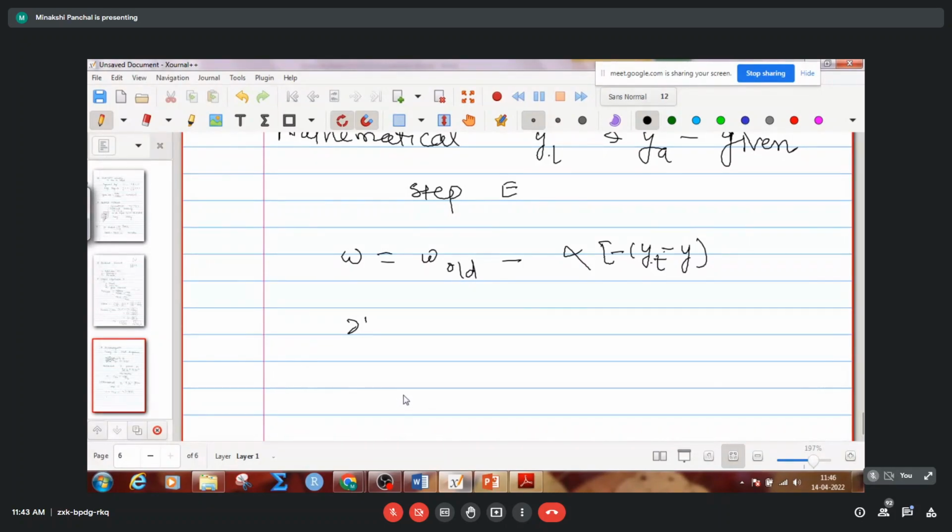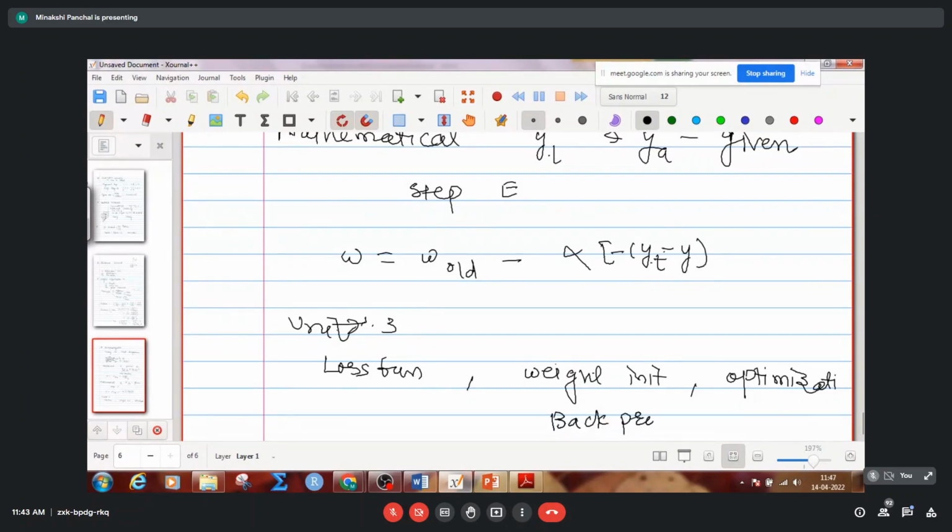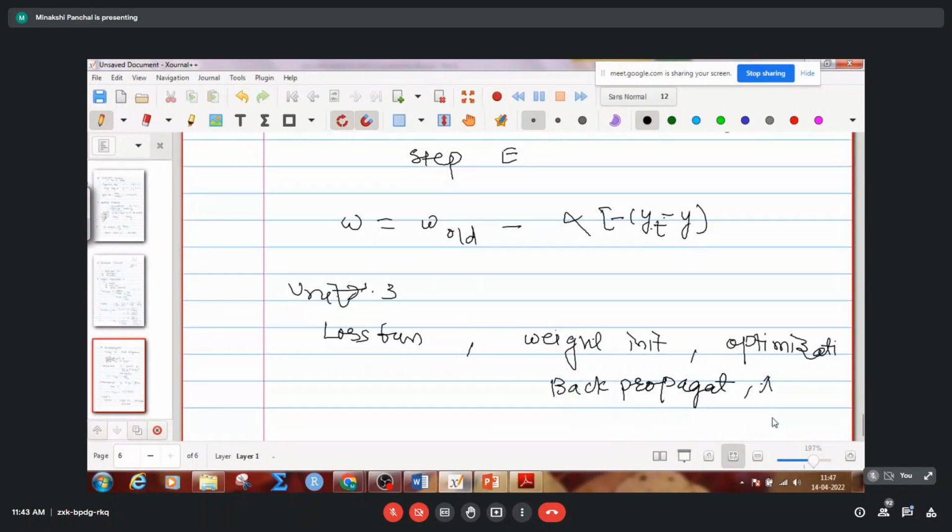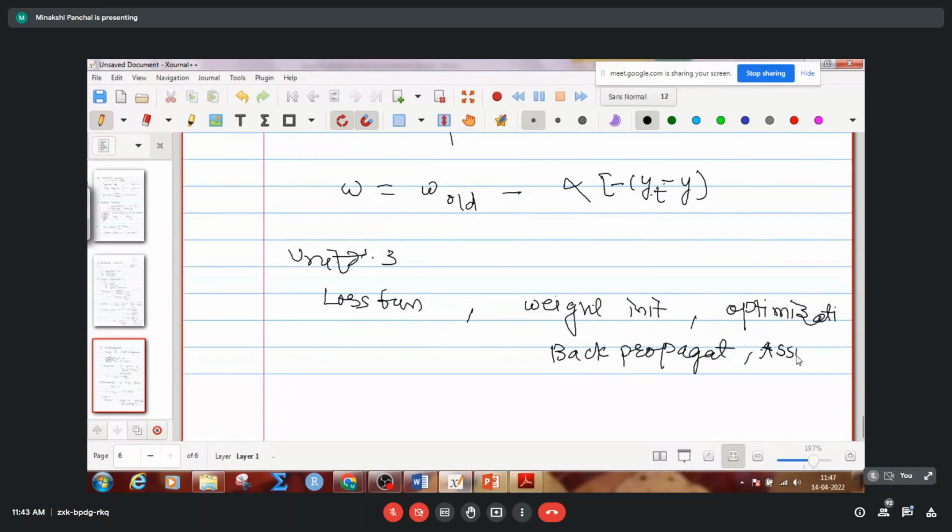ओके एंड थ्योरी में क्या क्या पॉइंट रहेंगे? इन थ्योरी द पॉइंट्स इट विल बी लॉस फंक्शन, दिस इज फॉर यूनिट 3. In unit 3 different points are there: loss function, then weight initialization, weight initialization this is one of the points, then third point it is talking about the optimization, obviously it is about all the gradient, उसके सारे types ये पूरा थ्योरी में आ जाएगा. एंड द लास्ट एंड वेरी इंपॉर्टेंट पॉइंट दैट इज बैक प्रोपोगेशन. ये बैक प्रोपोगेशन आ गया, सॉरी, एसोसिएटिव मेमोरी ये भी थ्योरी में ही आ जाएगा.